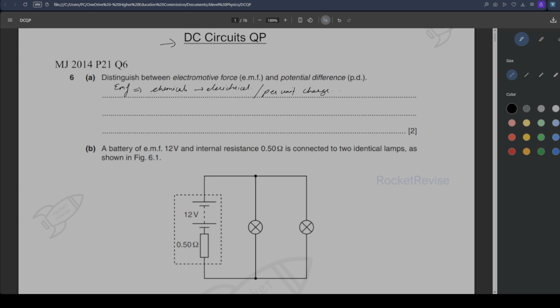The amount of chemical energy converted into electrical energy per unit charge is your EMF, and your potential difference was the amount of electrical energy converted into other forms of energies per unit charge.